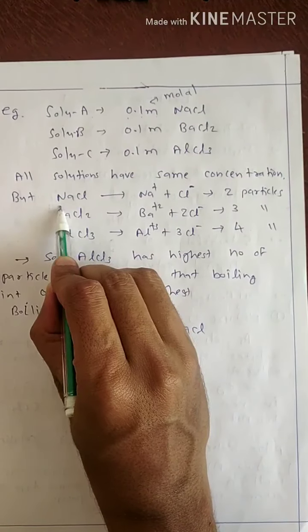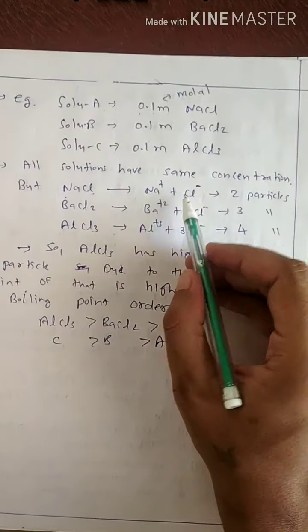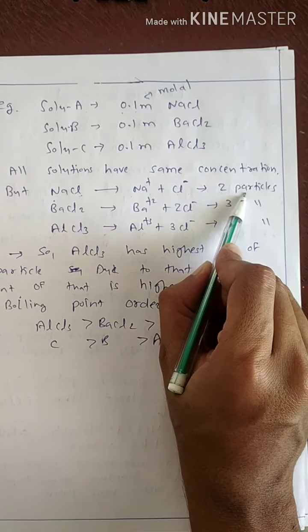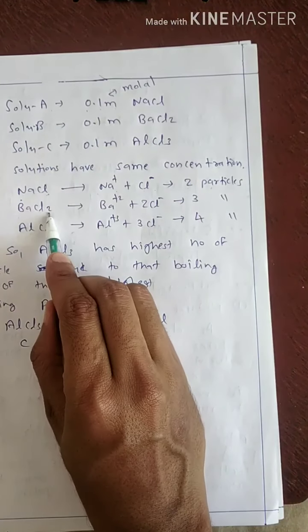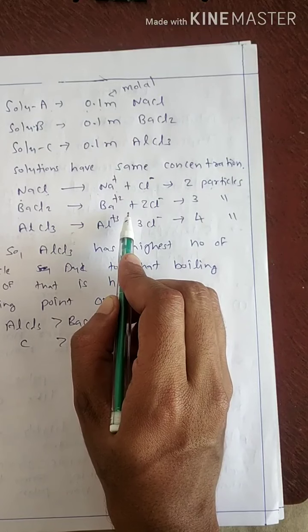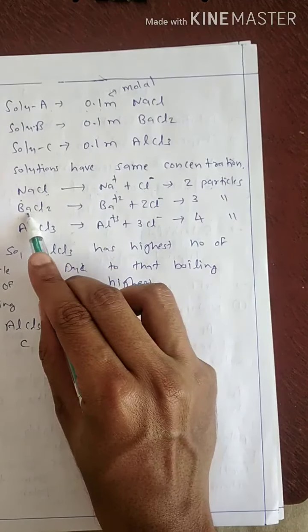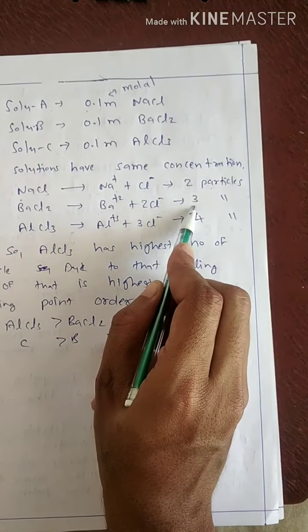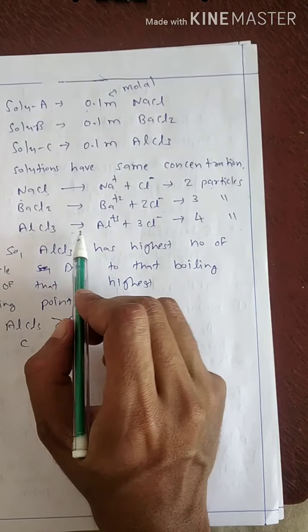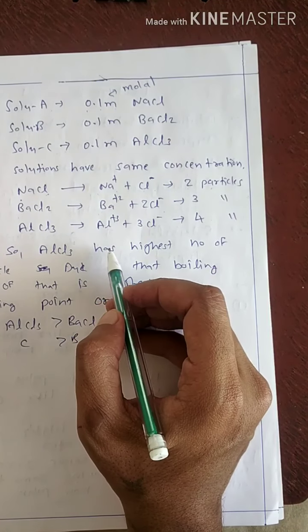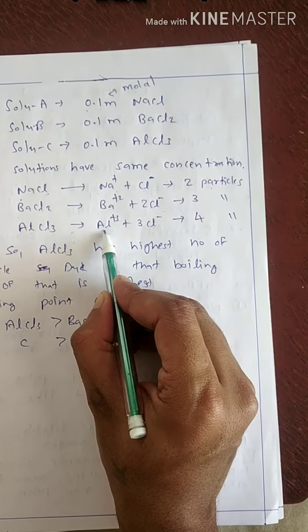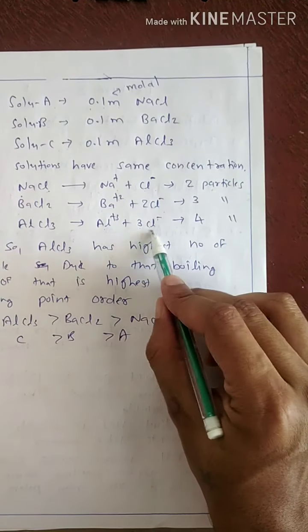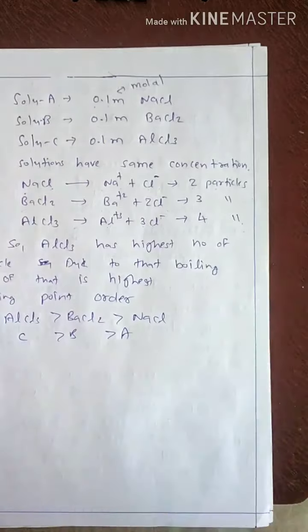As we know, NaCl will dissociate into two ions, Na plus and Cl minus, so two particles will be there. BaCl2 will dissociate into three ions: Ba plus 2, that is one ion, and 2 Cl minus ions. Total, three ions, so 3 particles. Aluminum chloride will dissociate into 4 particles: Al plus 3, 1 ion, and 3 Cl minus. So the total is 4 ions, 4 particles.